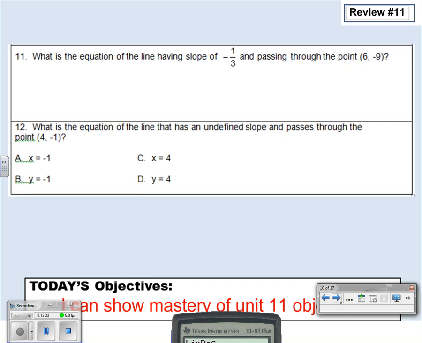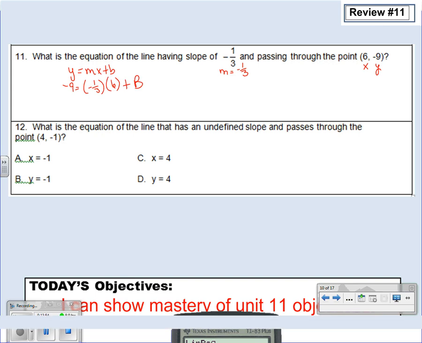Number 11, what's the equation of a line with a slope of -1/3? So m equals -1/3, passing through the point. Here's our x and y. We're using y equals mx plus b. Y is -9. The slope is a -1/3. X is a +6, and then plus b.